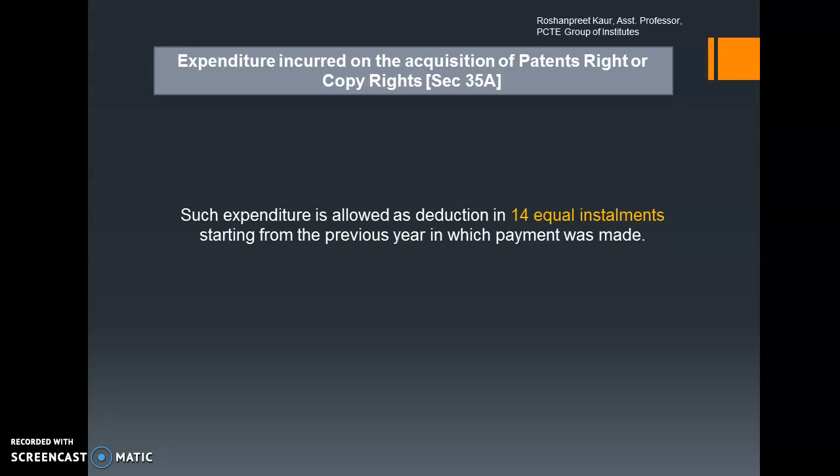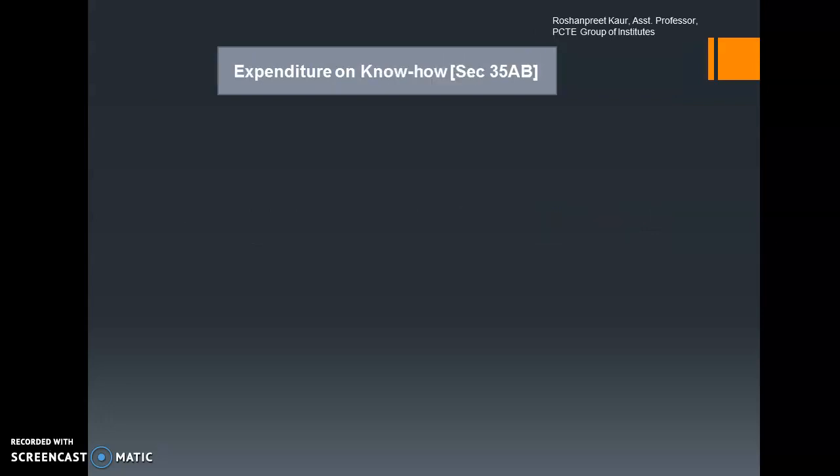Okay, and these installments will start from the previous year in which the payment was made. Right? Suppose in this very year, the payment is being made in order to acquire the patent right or the copyright. So from this year, for the coming 14 years, in equal installments, this will be allowed as deduction.